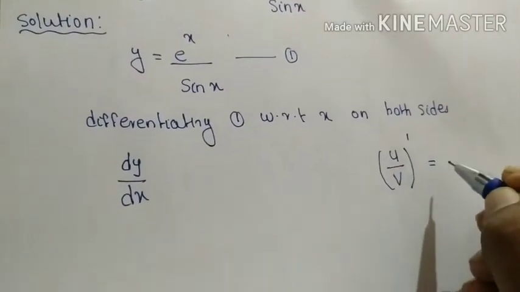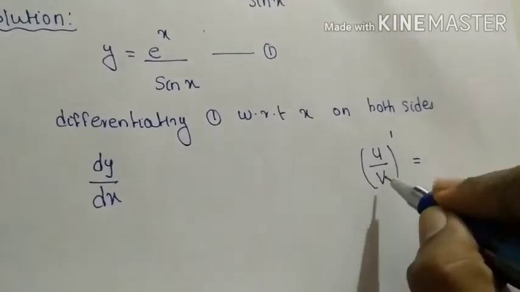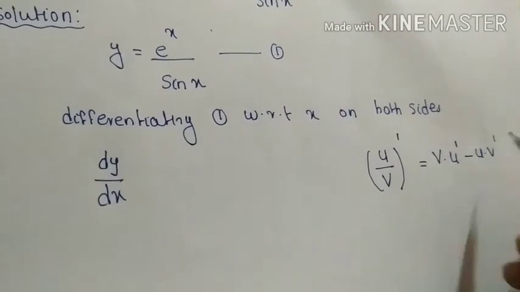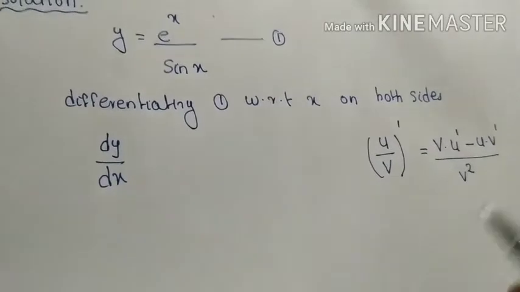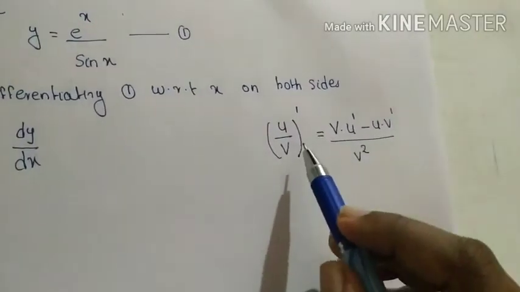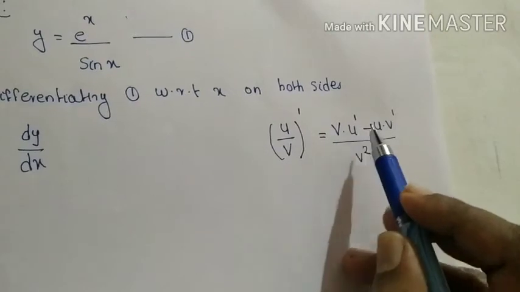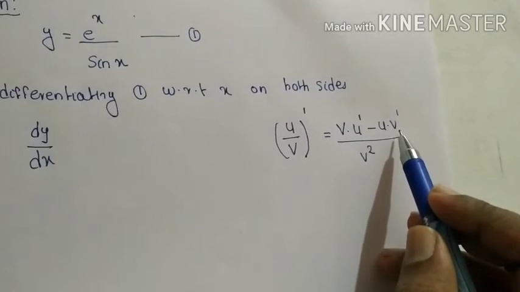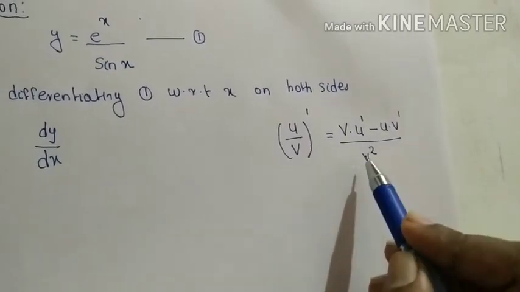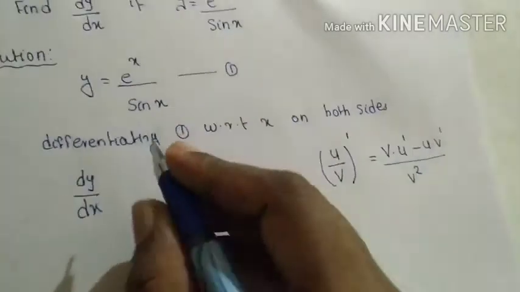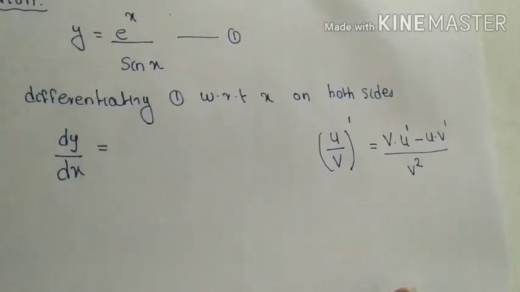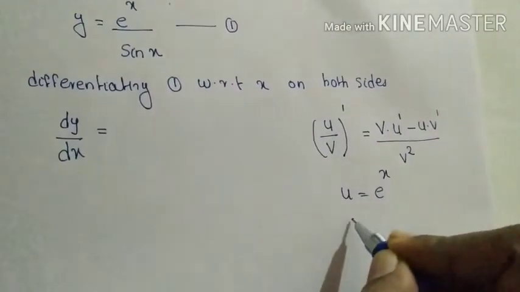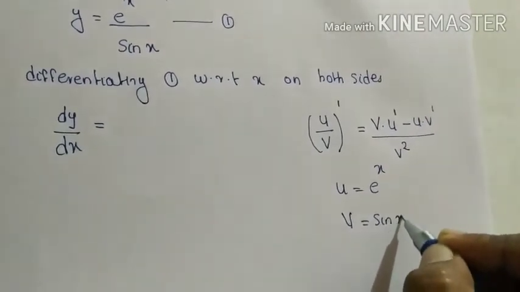That means (u by v) whole dash equals v into u dash minus u into v dash, whole divided by v square. That means denominator into derivative of numerator minus numerator into derivative of denominator, whole divided by denominator square. So next I am going to apply the quotient rule here. Here u is equal to e raised to x and v is sin x.